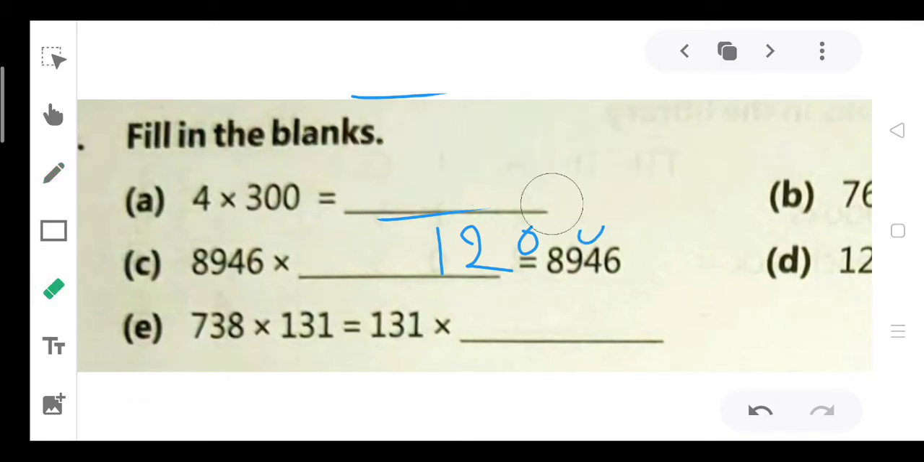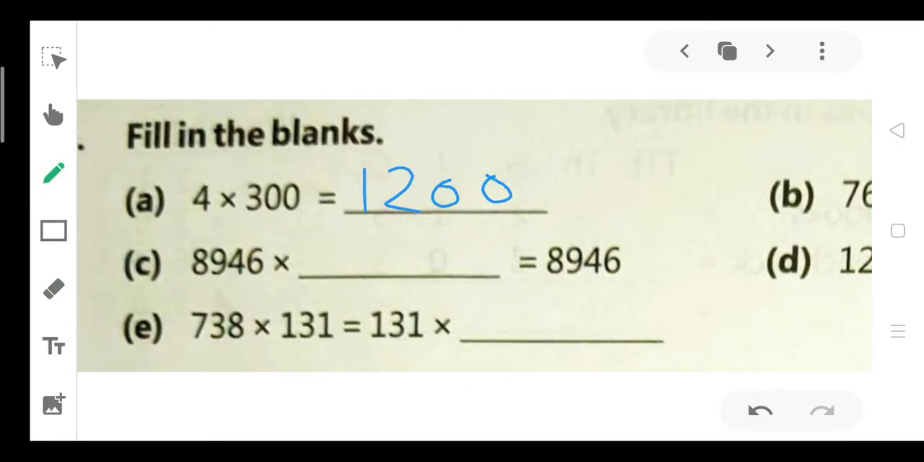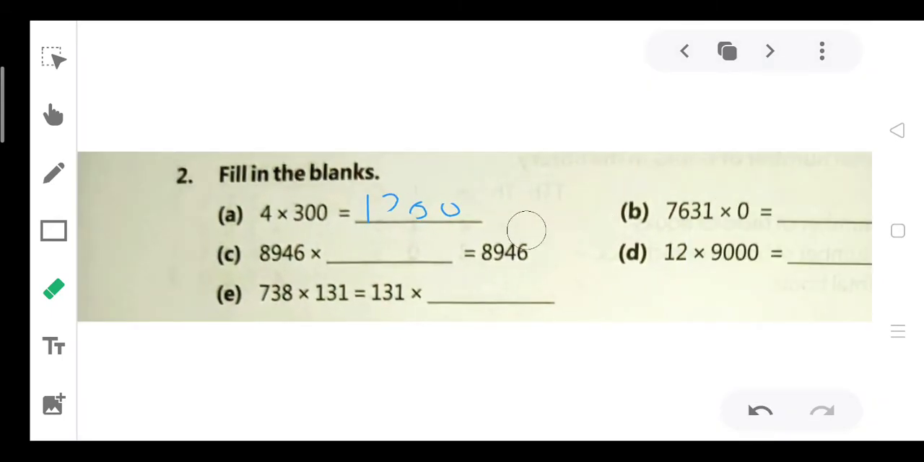So what is our answer here? 1200. You can do the multiplication in this way also. 4 zeros are 0, again 4 zeros are 0, and now 4 3s are 12. This is our answer. Now B part. 7631 multiplied by 0. When we multiply any number by 0, the product becomes 0. Clear?